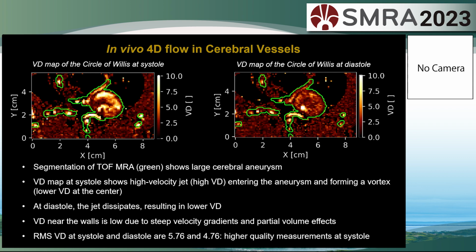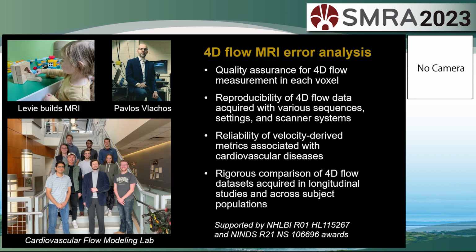That's the subject of the presentation on Thursday by our team, how to reconstruct that. And also you can see that at systole, velocity distance is higher than at diastole. So the quality of data is improved. As a summary, these methods provide an algorithm for assessing the quality of 4D flow MRI data and enabling comparison across 4D flow MRI data sets.